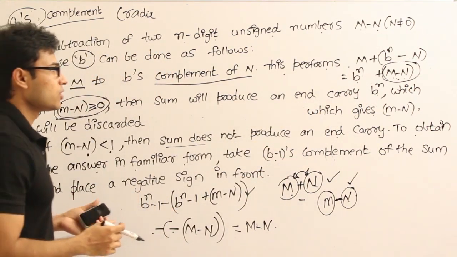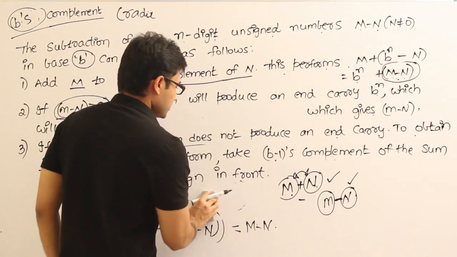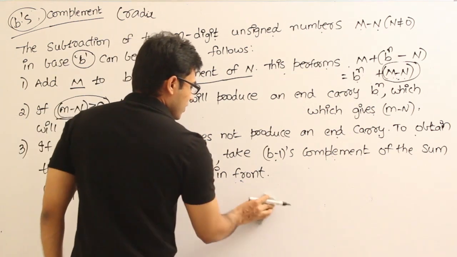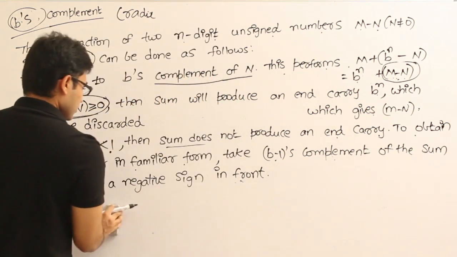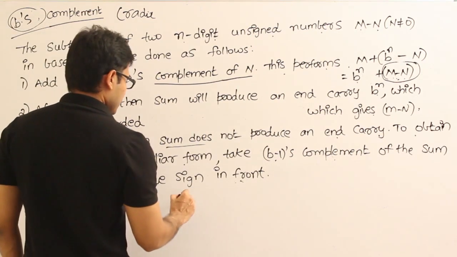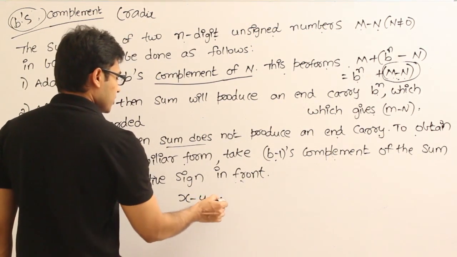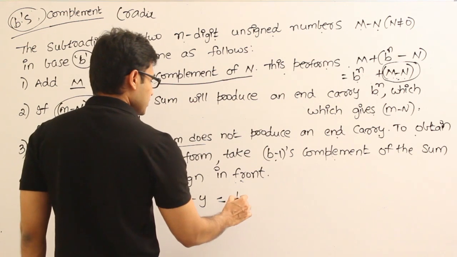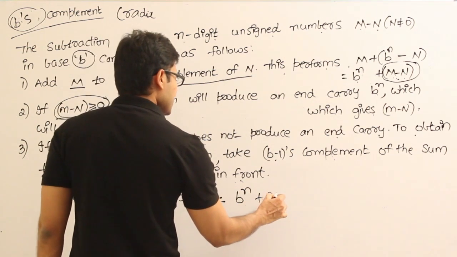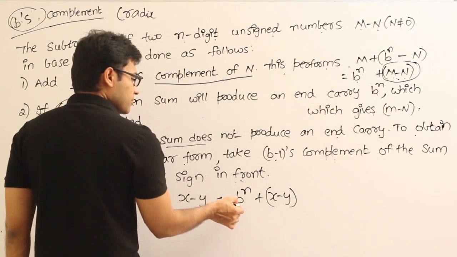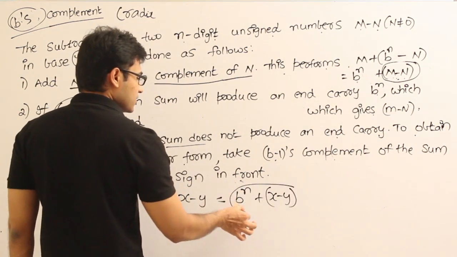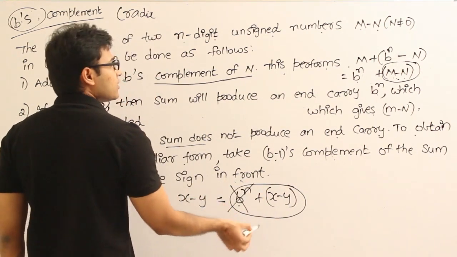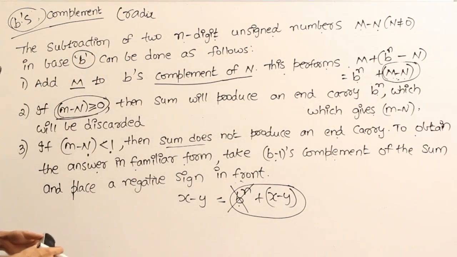So why is it true? Because once we discard that b power n, see this: after taking the B's complement of y and adding it to x to perform x minus y, the result is going to be b power n plus x minus y. So we have this extra factor b power n. If the result produces a carry, simply discard the carry, which is nothing but discarding this. Then we get the answer m minus n. That is what the second point is.